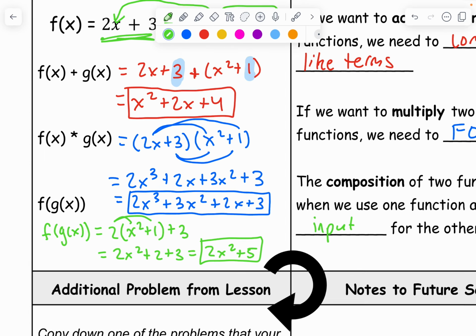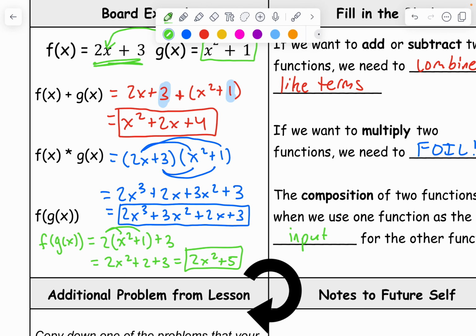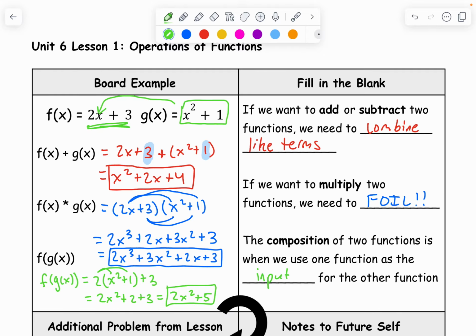Okay? So the first two, again, review, pretty straightforward. The one, however, that might be newer is composition. It's when you don't input a number in for x, you input another function in for x. It can be a little weird, but you just got to remember that instead of inputting a number like f of 3 or f of 2, now if it was f of g of x, your input is the g of x function, which in this case was x squared plus 1. So that is all the algebra skills for this first part. Again, the only really new one may be composition.